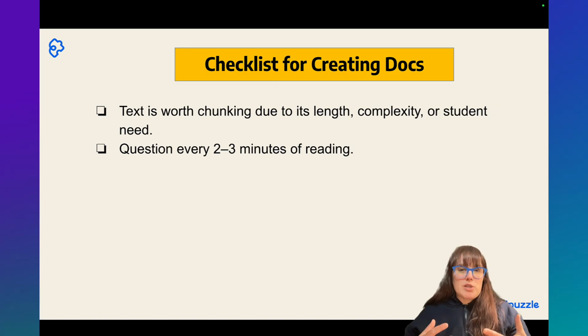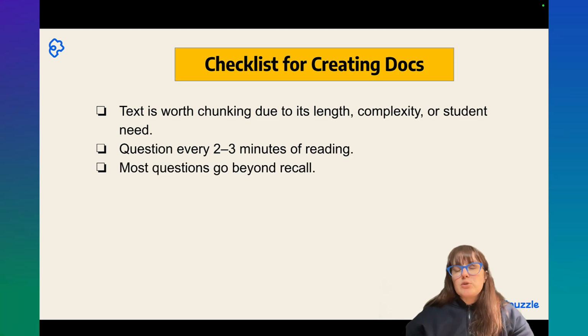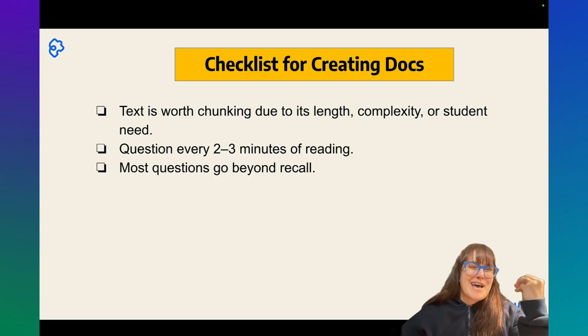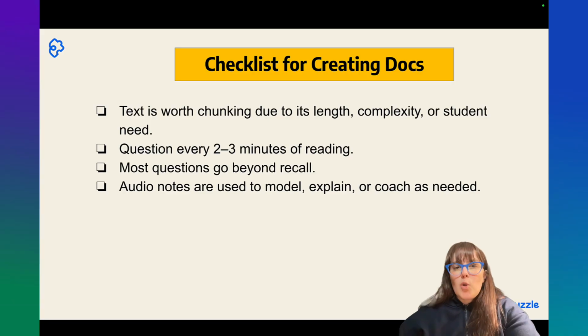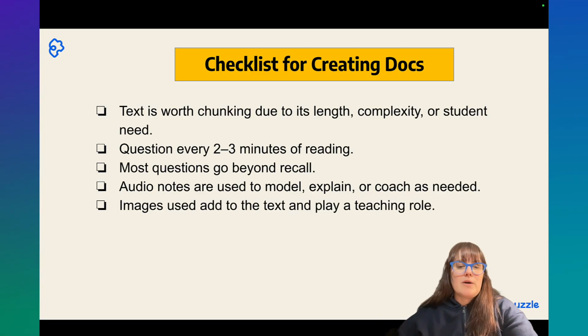You want to have a question, I'd say, about every 2 to 3 minutes of reading, around every 1 to 3 paragraphs, being intentional about where you're putting them in. And make sure those questions go beyond recall, especially if you're using AI. Don't always assume that every question is going to be a perfect inference or analyzing question. You want to also bring in your own knowledge around best question practice. Like I showed with some of those audio notes, for questions you can record your voice, explain, coach. You want to go ahead and do that as well. And bring in images if they're adding to the text or playing a teaching role in an intentional way.